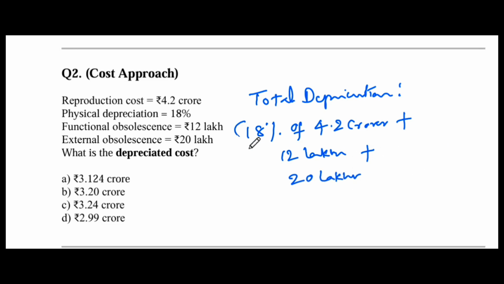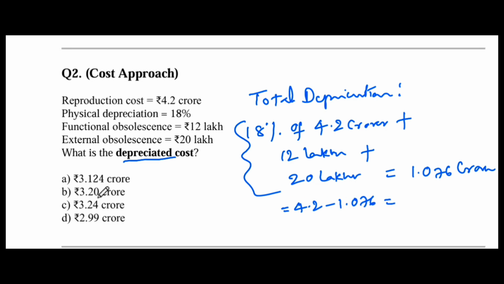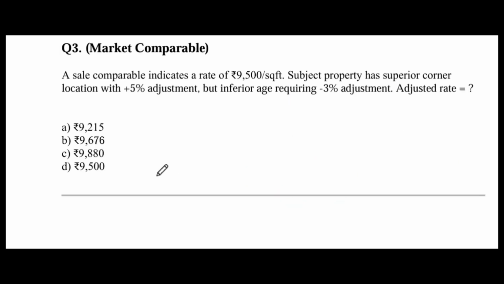So this is the total depreciation. This value will be 1.076 crores. So for getting the depreciated cost, we have to deduct the total depreciation from the reproduction cost. So that will be 4.2 crores minus 1.076. The answer will be 3.12 crores.